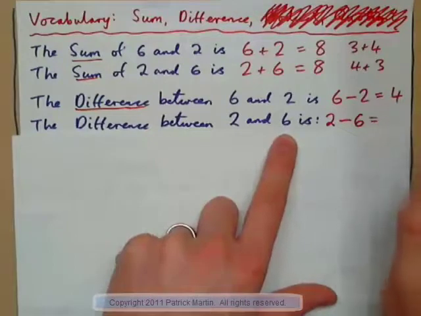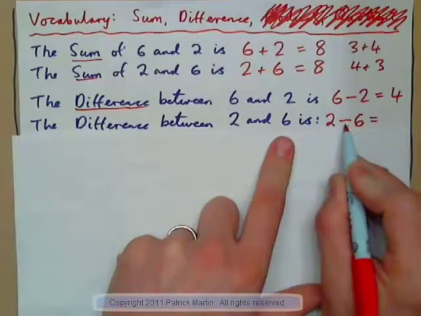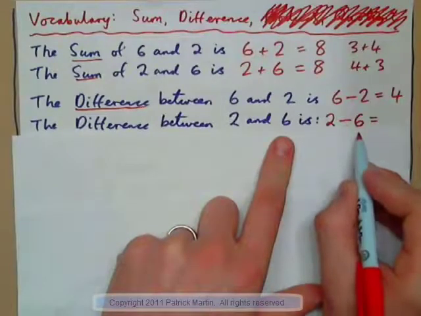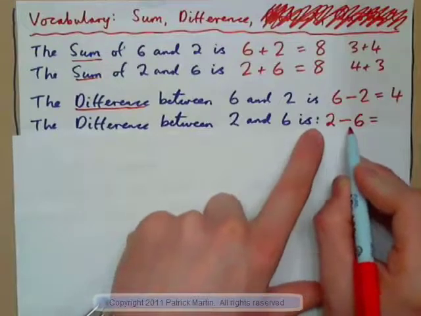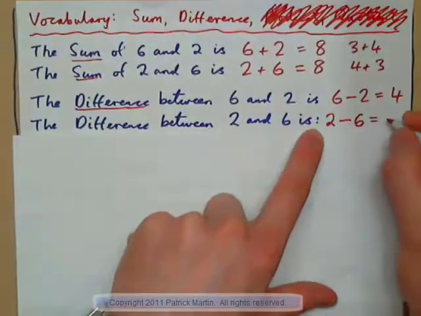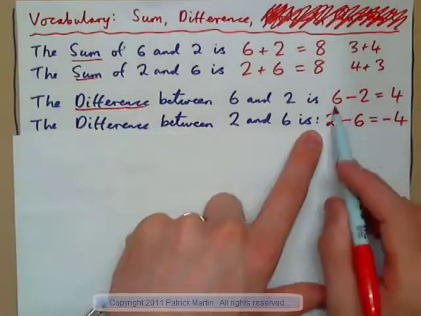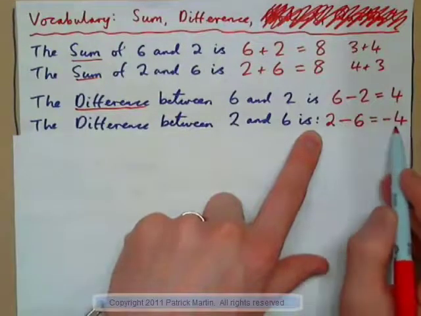Now, 2 minus 6. If you have $2 and you then subtract $6, are you going to go in debt? Are you going to owe dollars? Buy something worth $6 with $2 on your credit card, and your credit card will show a balance of negative 4, right? So 6 minus 2 is positive 4, but 2 minus 6 is negative 4.